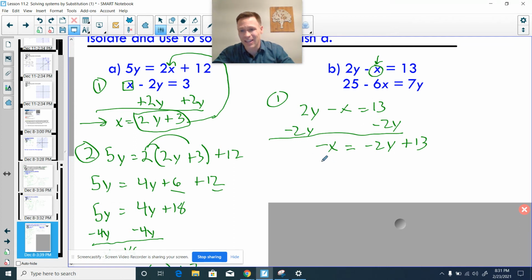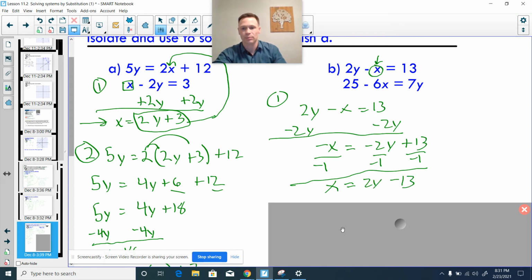All right. Now, x is not solved, it's not by itself yet. Okay. So we have to get rid of that negative. And how do I get rid of it? I have to divide it out. So I'm going to divide everything by negative 1. All that does is change the signs, right? So in the end, I have x is equal to a positive 2y minus 13.